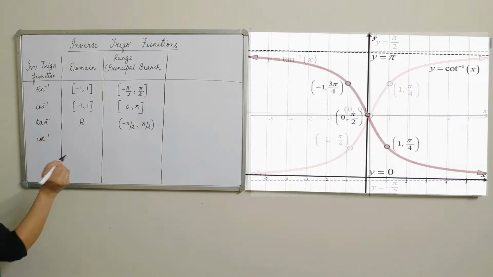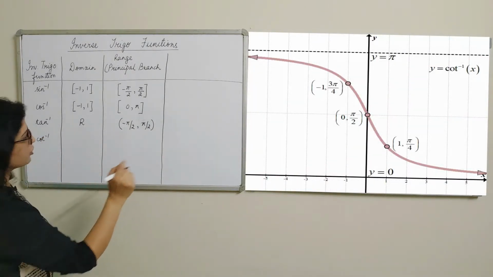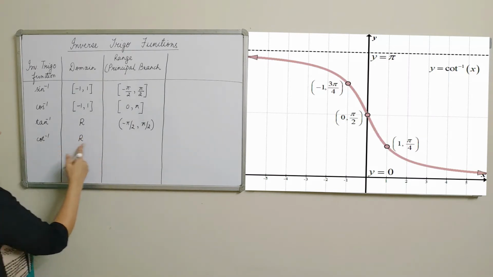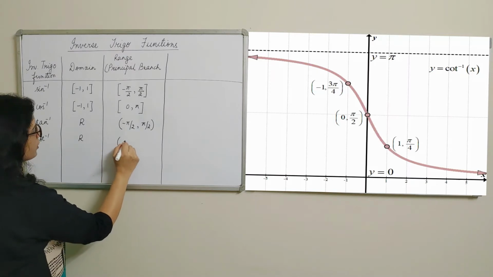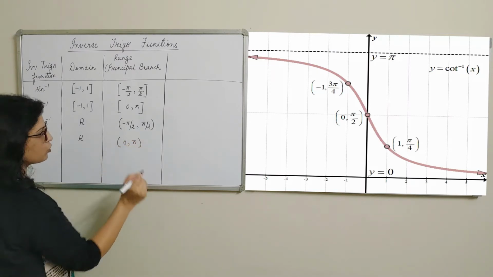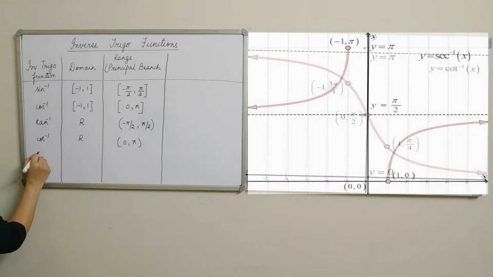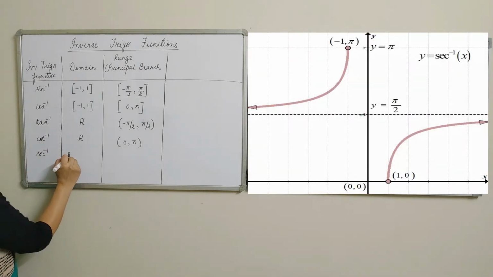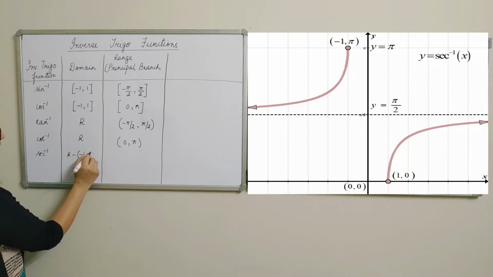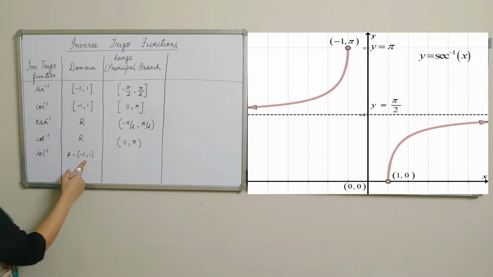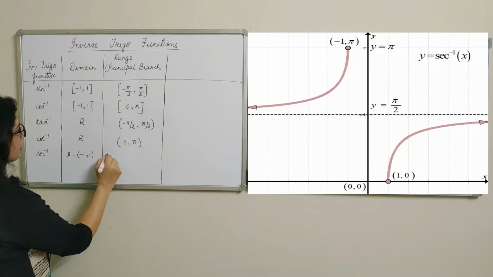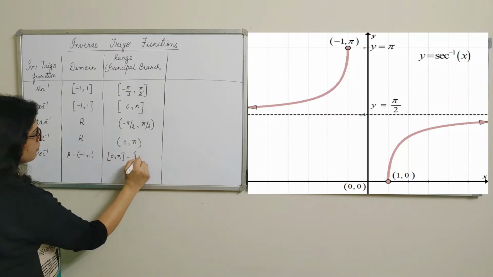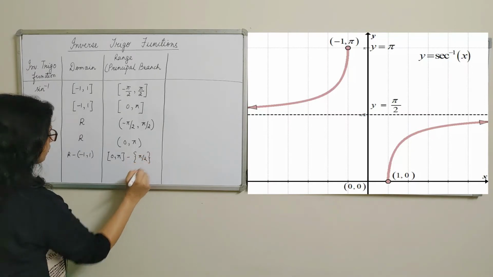Look at the graph of the cot inverse function. Here again the principal branch is shown. So that tells us that the domain is R, and the principal branch is the open interval 0 to pi. Graph of the sec inverse function. The domain of the function is the set of all real numbers except this open interval, and the principal branch is the closed interval 0 to pi except the angle pi by 2.